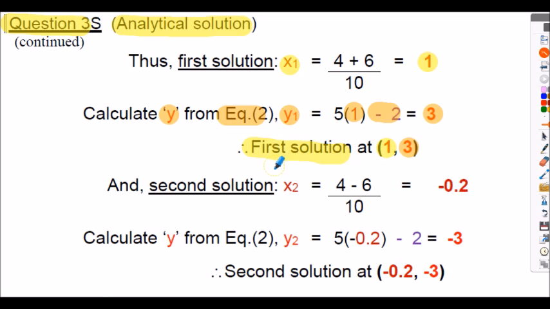And to find the second solution for x2, notice a change of sign here in the numerator when we're evaluating x2 compared to x1. That relates back to our quadratic equation. So evaluating x2, that becomes -0.2. Again, calculating y, I'm using equation 2 again here, the linear equation. y2, using the value of x2 above, evaluates to -3. So our second solution in this case is x is equal to -0.2, y is equal to -3. And these are the exact solutions to the question.